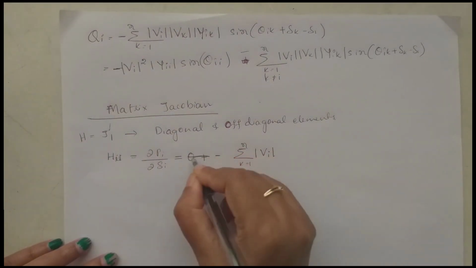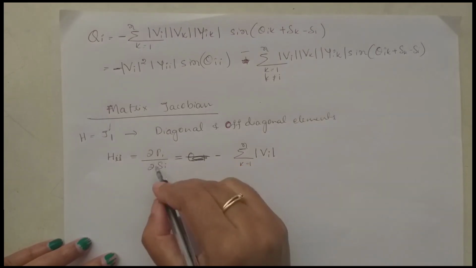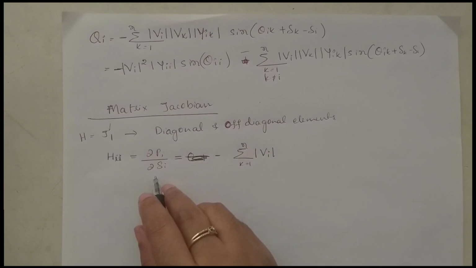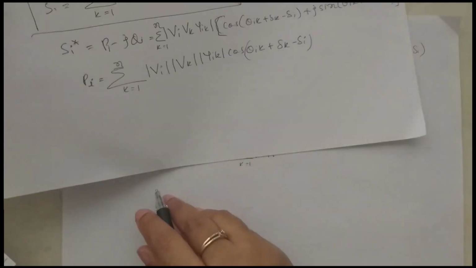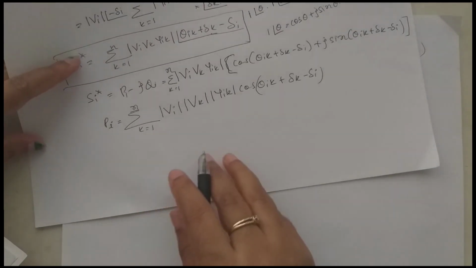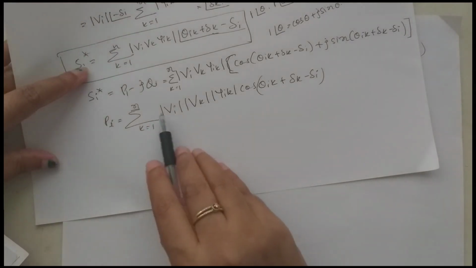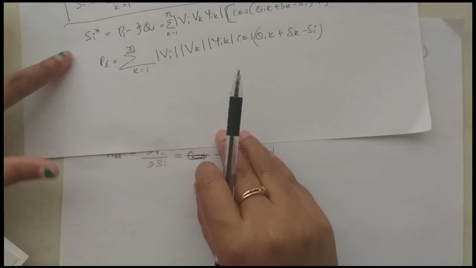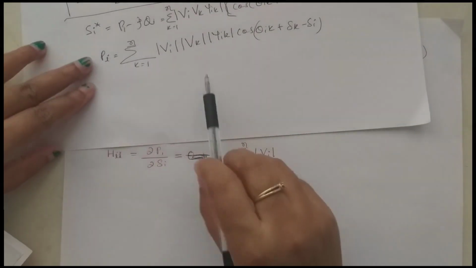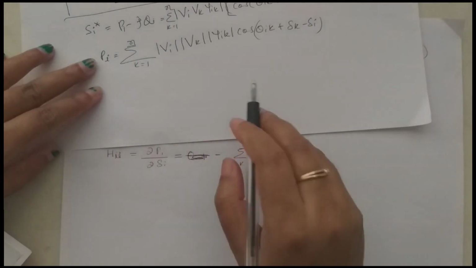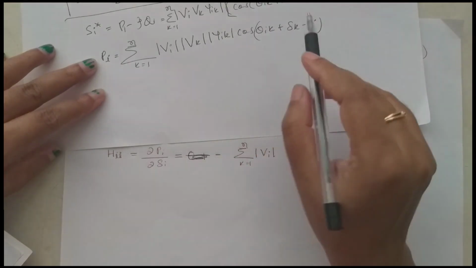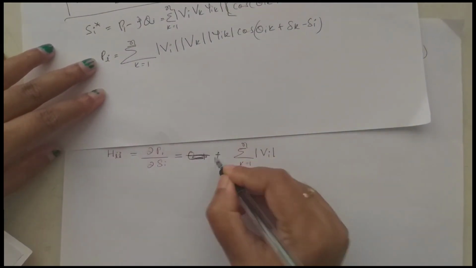Okay, so I have to do the partial differentiation of Pi. Okay, so let us go through the Pi. So this is the Pi. I have to take the partial differentiation of Pi, okay, so with respect to delta i, right? Delta i is inside the cos function. So write as it is.